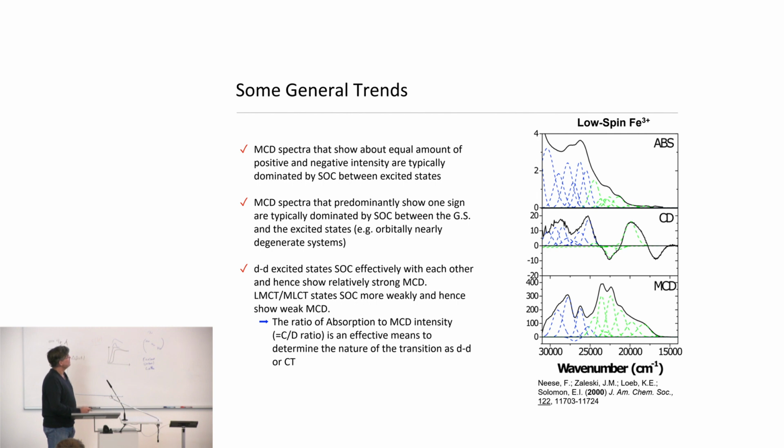This, for example, here is an MCD spectrum of a low-spin iron-3 compound, and low-spin iron-3 has very strong in-state spin-orbit coupling because that's a doublet T2g ground state, and that is very much ground state spin-orbit coupling dominated MCD. That is basically everything is of one sign.